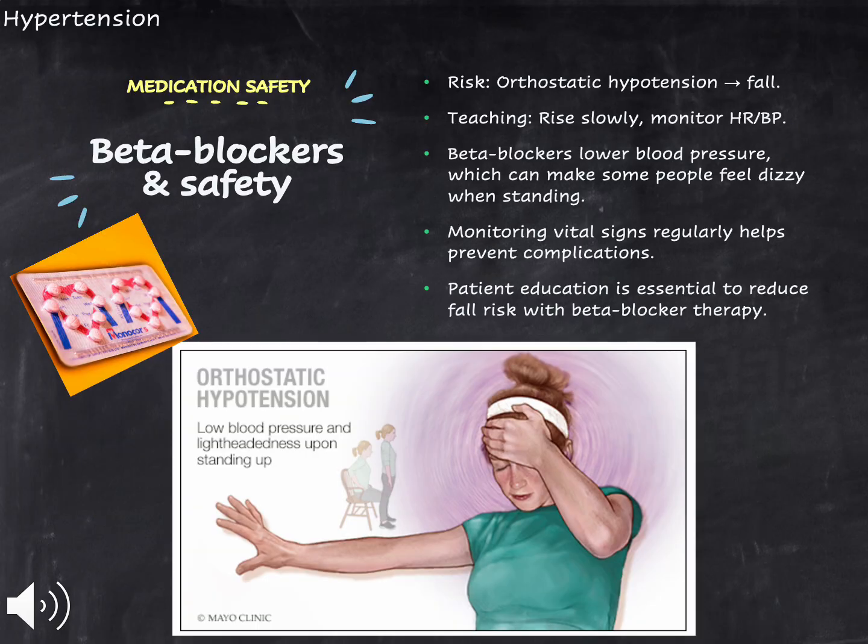Let's talk about one of the most common side effects we see with antihypertensive medications: orthostatic hypotension, or a sudden drop in blood pressure when a patient changes position. Beta blockers, like metoprolol and atenolol, are widely used for hypertension, but they work by slowing the heart rate and reducing cardiac output.